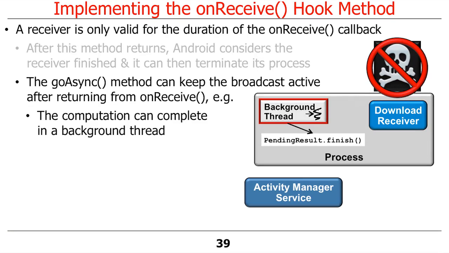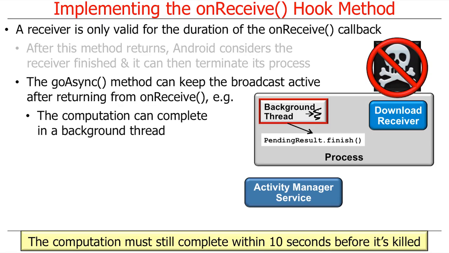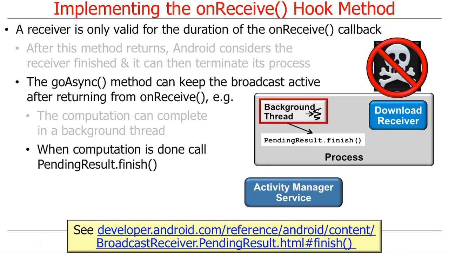What you typically do is have the onReceive method call goAsync and create some kind of background thread or interact with some other background thread in order to be able to do the computation in a background thread. Note that the computation must still complete within 10 seconds before the receiver's process is killed. When the computation that's running in the background is done, simply call the finish method on pending result to complete the operation.